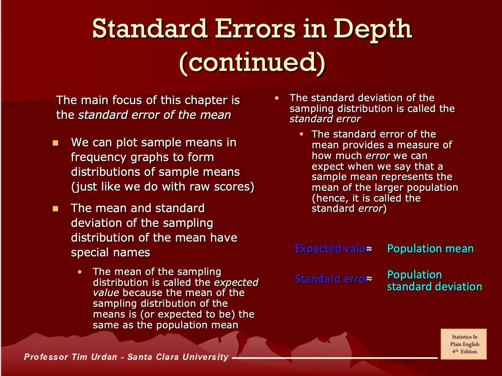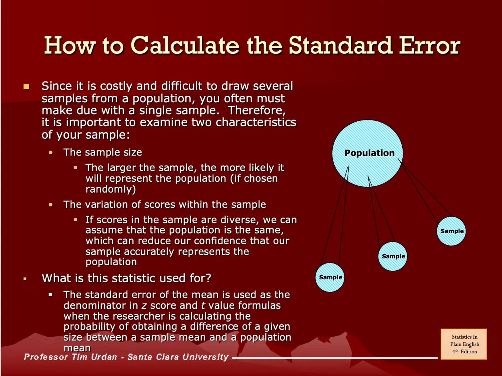So the standard error of that distribution of means really gives us a measure of how off or how much error we can expect to see if we continue this process. So expected value, population mean, standard error, population standard deviation when I'm looking at this. So how do I actually calculate this thing? Since it's really expensive to just keep resampling and checking your work, it's often true that we sort of do this with one single sample.